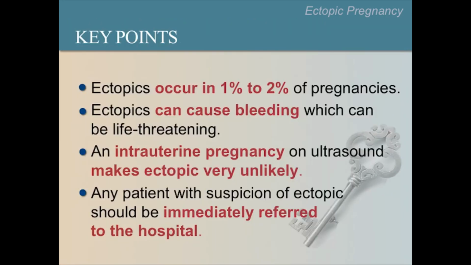Let's review the key points. Ectopic pregnancies occur in 1 to 2% of all pregnancies. Ectopics can cause bleeding, which can be life-threatening. An intrauterine pregnancy on ultrasound makes an ectopic very unlikely. Any patient with suspicion for an ectopic should be immediately referred to the hospital.